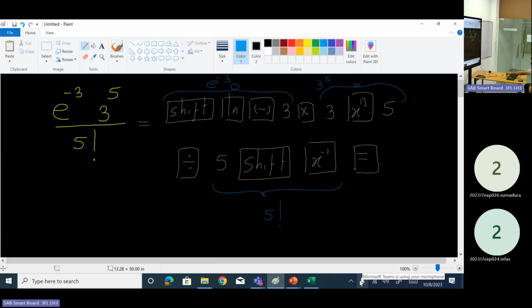You can simplify. You will get a long, lengthy answer, right? 0 point something, a lengthy answer. Round to 4 decimal places properly. That's it.